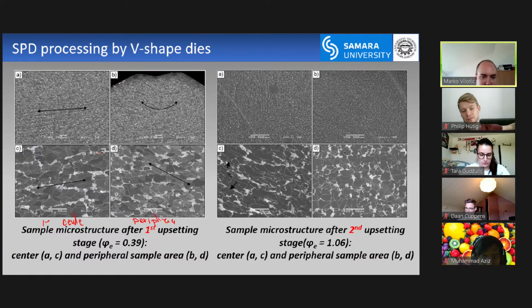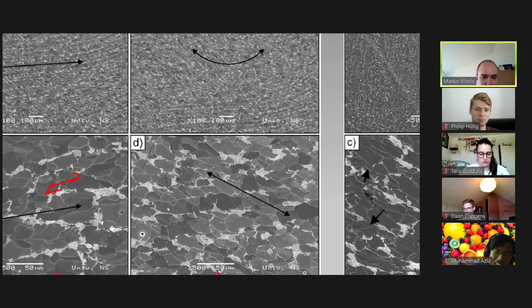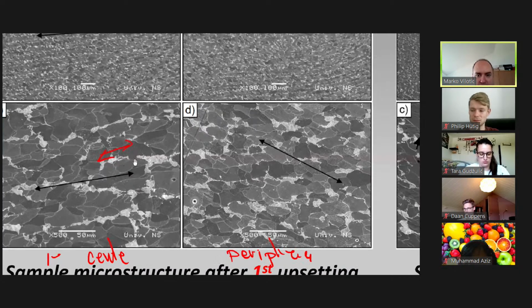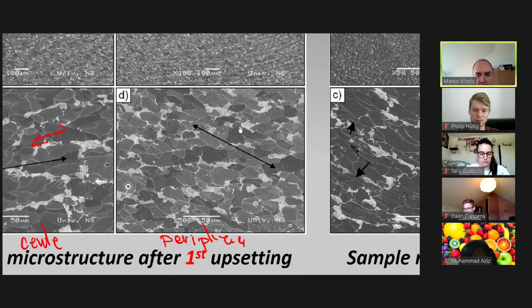So you can see after just one upsetting stage, which means we compress the sample like this, it became something like this. You can notice that the grains are elongated, nothing else. You can clearly see the boundaries between the ferrite grains, and the boundary between pearlite and the ferrite grain. It's not a problem. It's the same at its center and in the periphery.